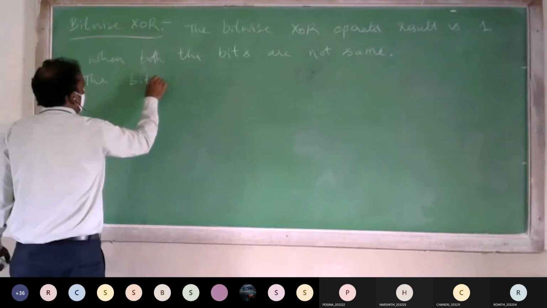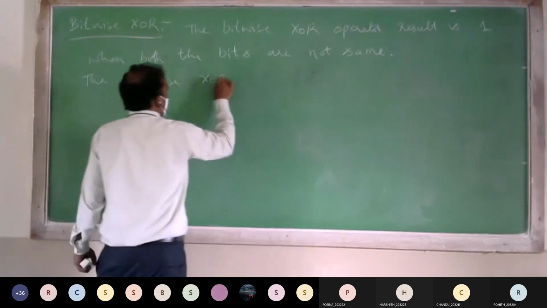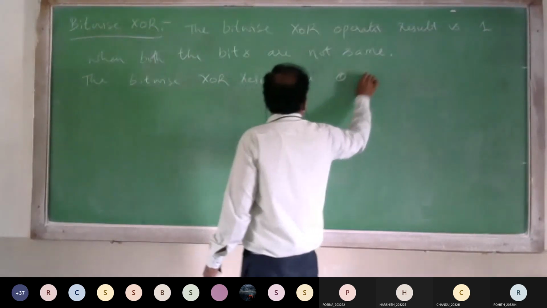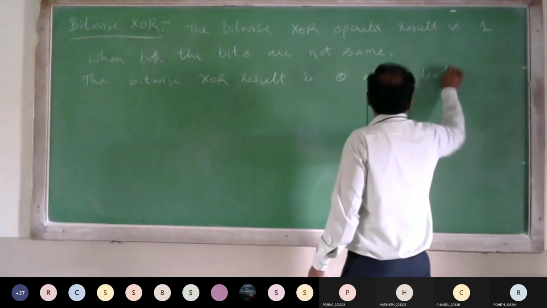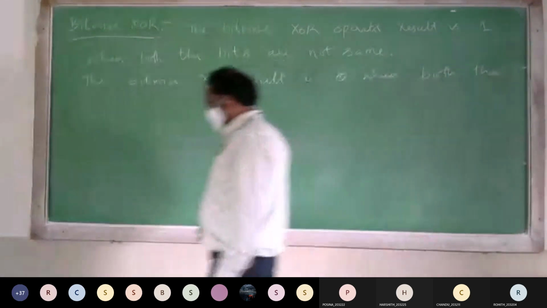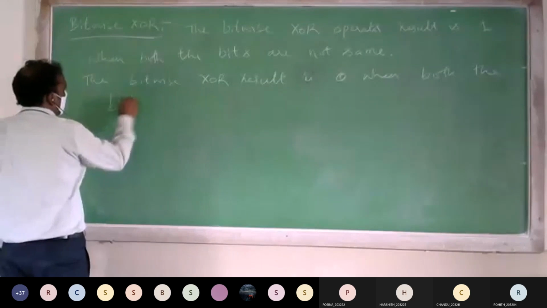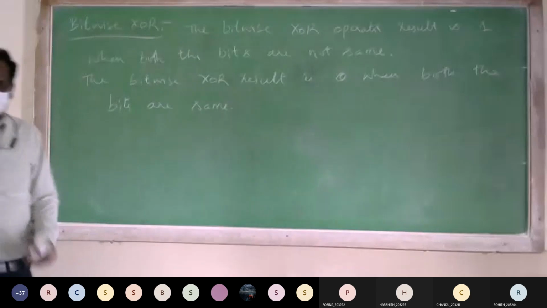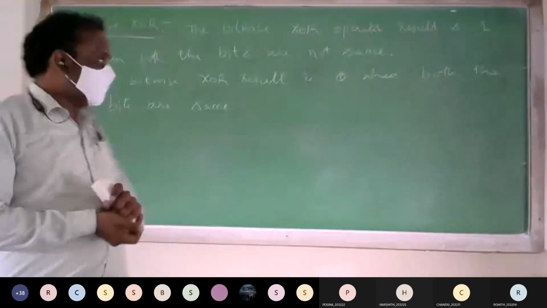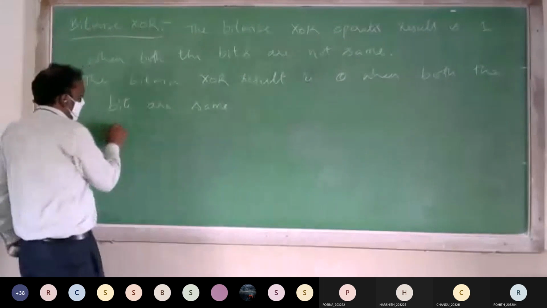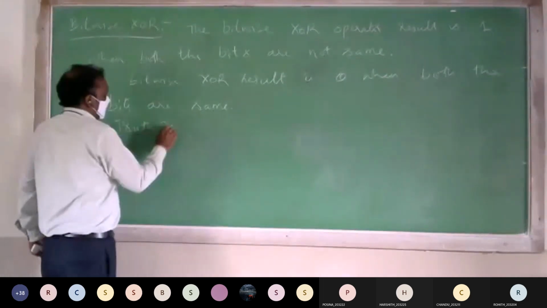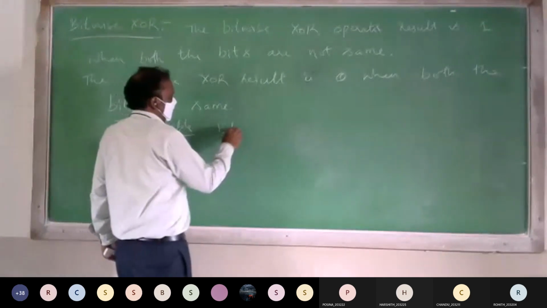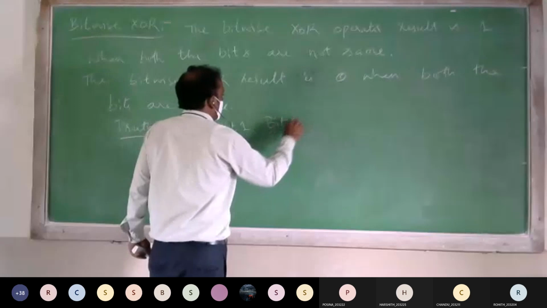The bitwise XOR result is 0 when both the bits are the same. So, the truth table for the bitwise operator.